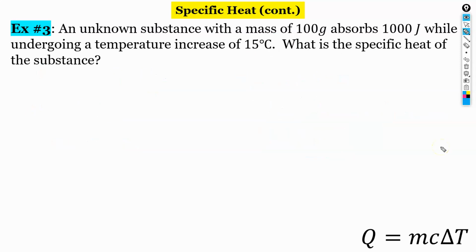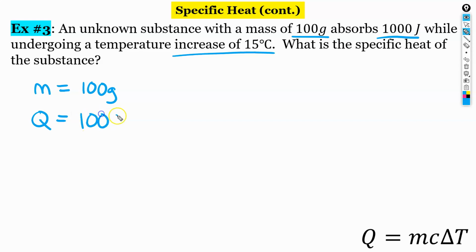All right, we have a mystery substance this time. So we have an unknown substance with a mass of 100 grams. It absorbs 1,000 joules while undergoing a temperature increase of 15 degrees. This time we're finding the specific heat value. So we have a mass of 100 grams. Our Q value this time is 1,000 joules. It's going to be a positive number because it's absorbing energy. It's going to be endothermic. And then our change in temperature is going to be 15 degrees Celsius. The temperature is being increased, so our delta T value will be positive.